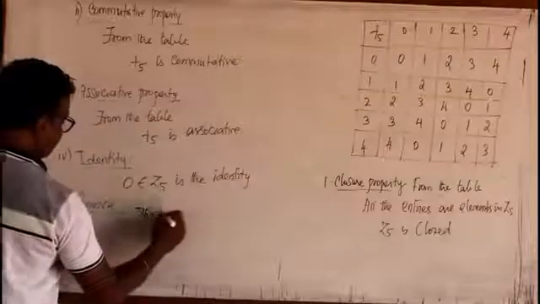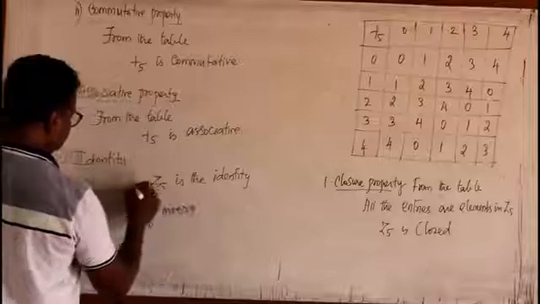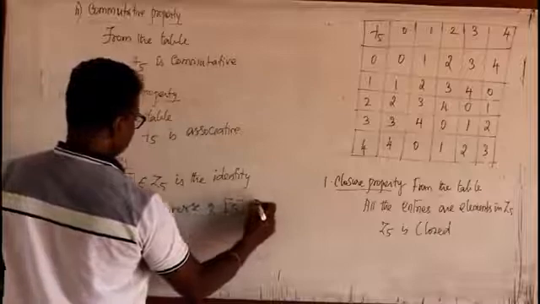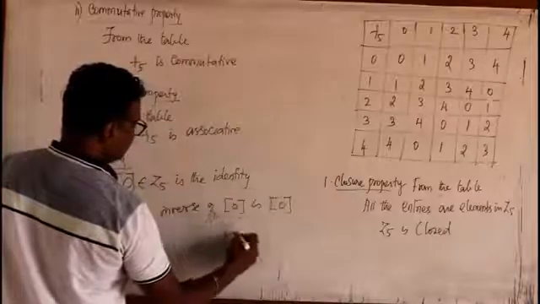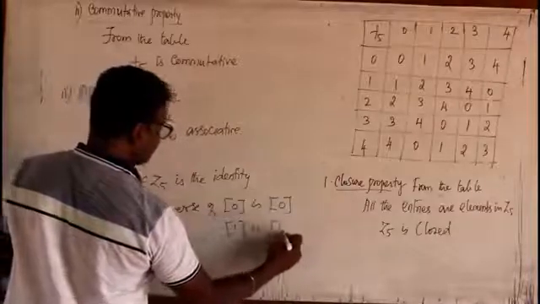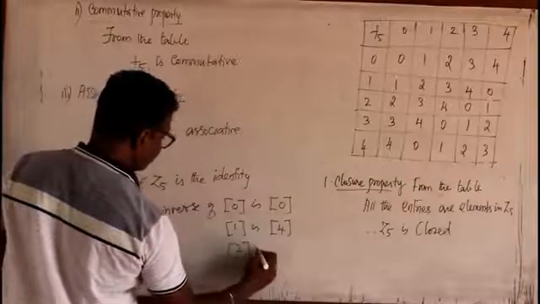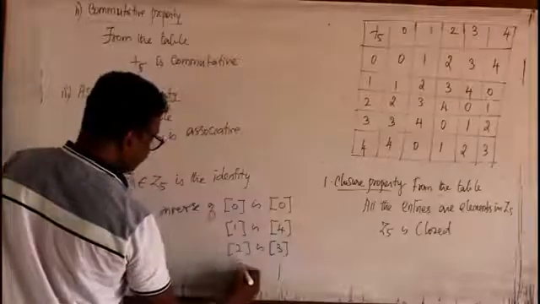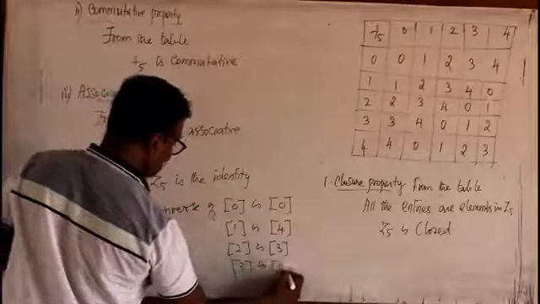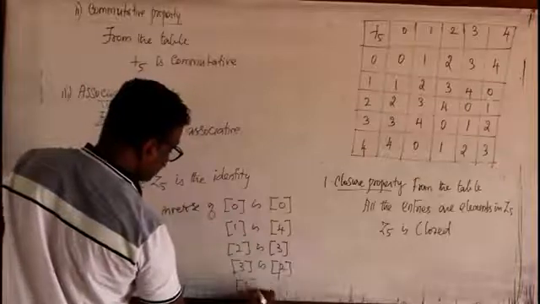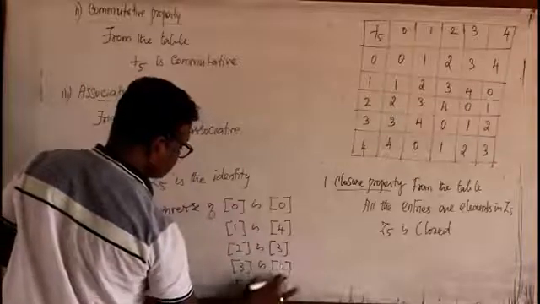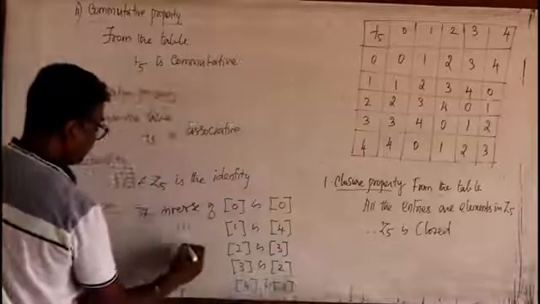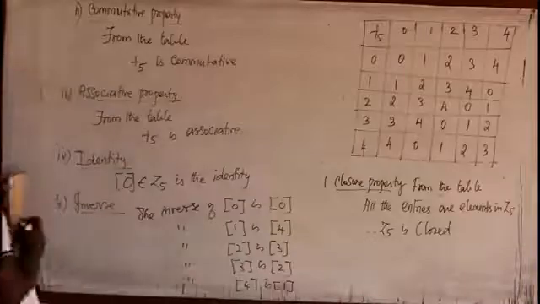So the inverse of 0 is 0. The inverse of 1 is 4. The inverse of 2 is 3. The inverse of 3 is 2. And the inverse of 4 is 1. That's all. We did all this part.